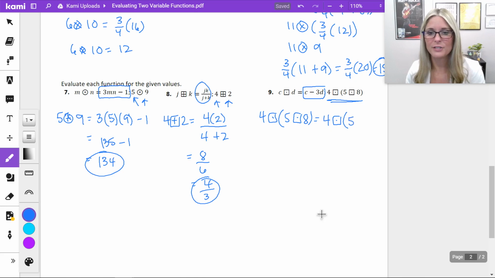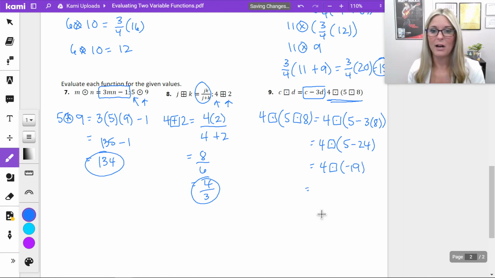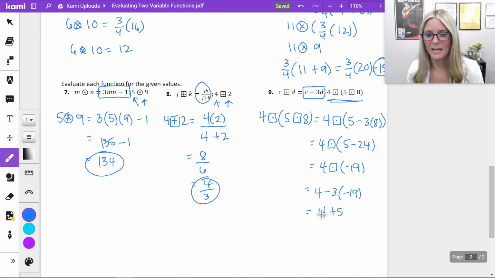We're plugging in 5 for C, minus 3 times 8 is D. So in the parentheses, 5 minus 24, which is going to give me a negative 19. And so we're ready to apply that operation again. We've got 4 is our C value, minus 3, and plugging in for D the negative 19. 4 plus 57, negative 3 times negative 19, you could use a calculator, gives you the positive 57. And last step, 4 plus the 57 gives us 61.